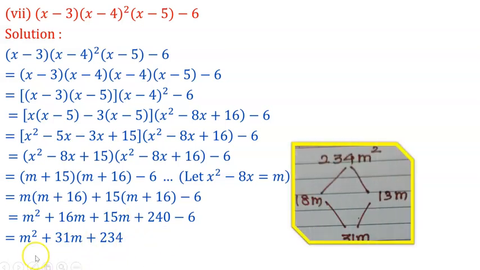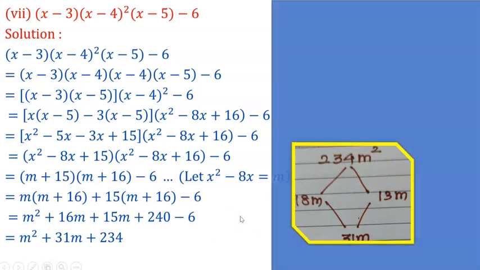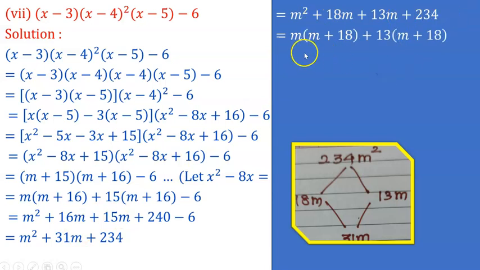Okay, and again here the factors: the product of the first term and the last term is 234m square, the middle term is 31m. Now the two numbers, that is 18m plus 13m, their sum is 31m. Their product is 234m square. Therefore here m square plus 31m is replaced by 18m plus 13m, okay, plus 234. Again take m as common, then in the bracket you will get m plus 18, 13 as common, in the bracket m plus 18, m plus 18 as common, then in the next bracket m plus 13.